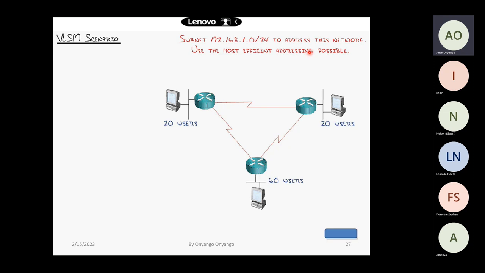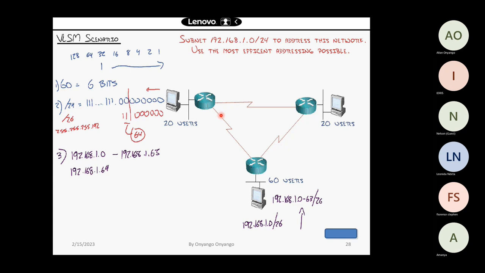All right. So we have these networks here. Here we have 20 users only. We have 60 users in this network, and we have 20 users here. You can already guess how many users we have here. Only two. And we have only two here, and we have only two here. All right. So let's see what happens. The rule is one: start with the highest number. So to start with the highest number here, which is 60, we are going to follow the same method.